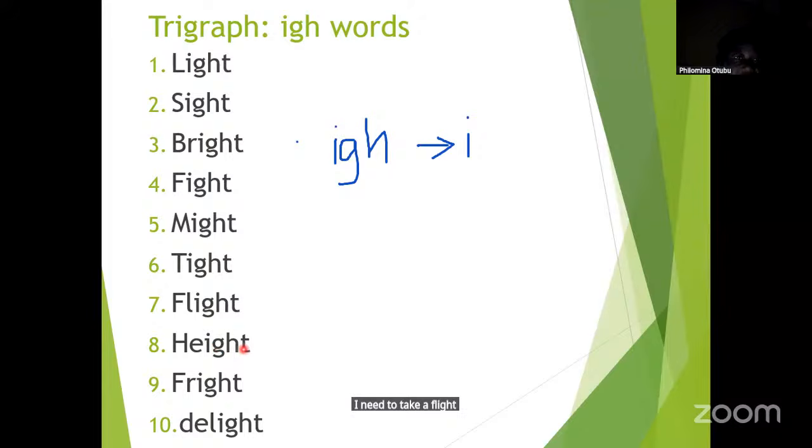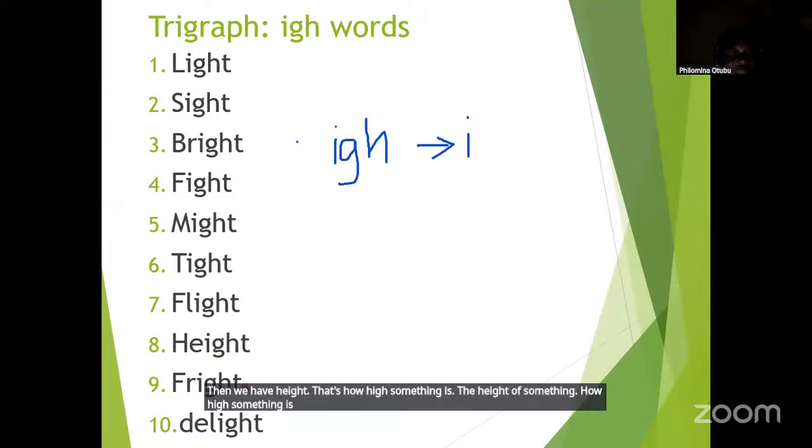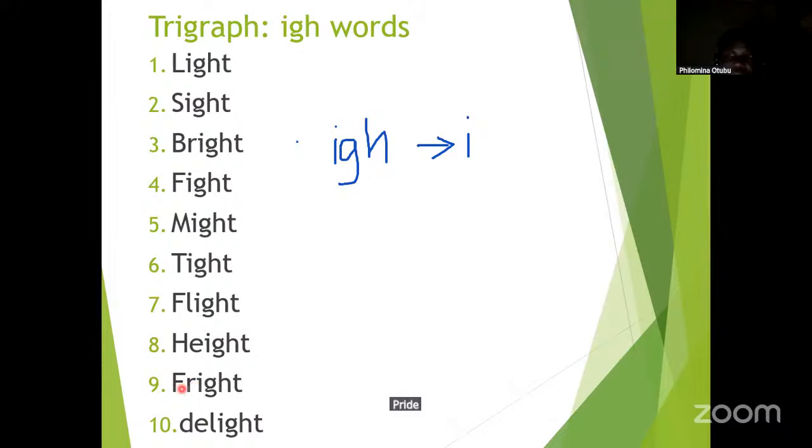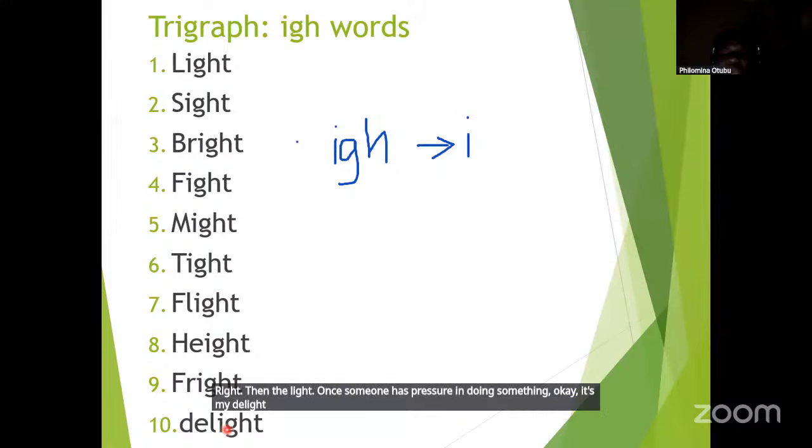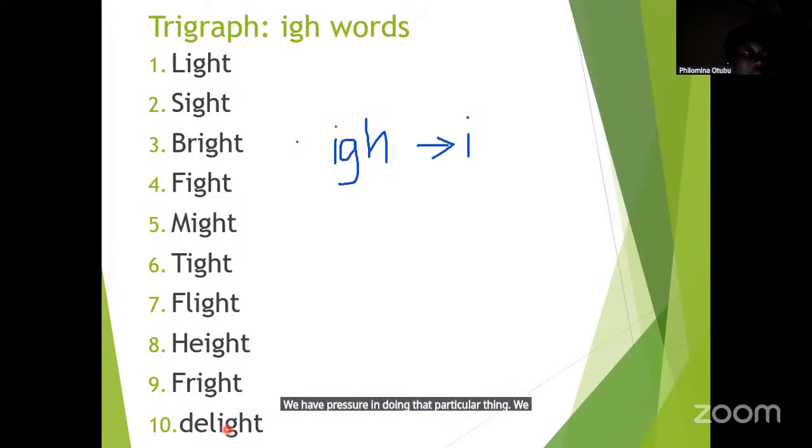Then we have height. That's how high something is. The height of something. Then we have fright. That means when somebody is afraid. Fright. When someone is afraid. Then delight. When someone has pleasure in doing something, okay, it's my delight. That means you enjoy doing that thing. Maybe driving, cooking, or whatever. It is my delight. That means you have pleasure in doing that particular thing.